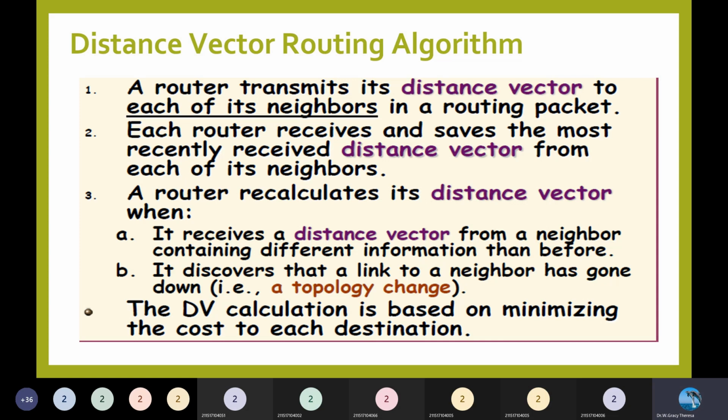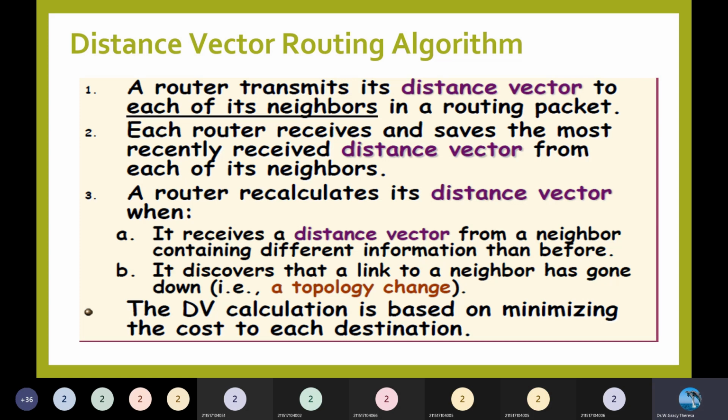Each and every time, it performs this calculation based upon the minimum cost to each and every destination. So the update of the routing table is based on calculation from the nearby routing tables, using the least cost it has. The minimum distance, the minimum cost to reach the respective nearby node, is the only one that will be selected.